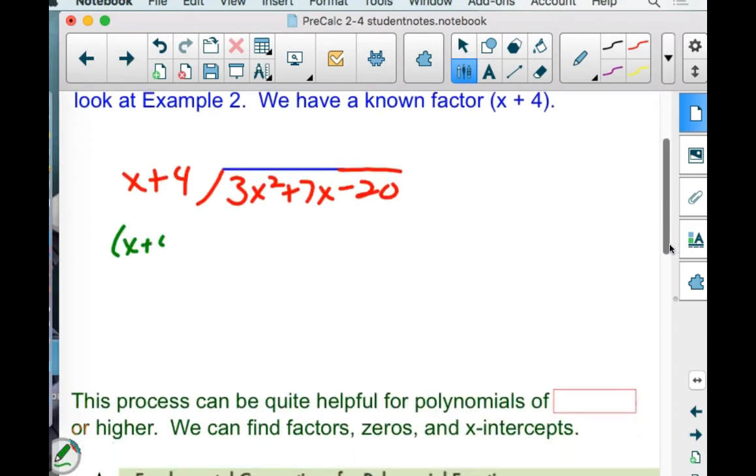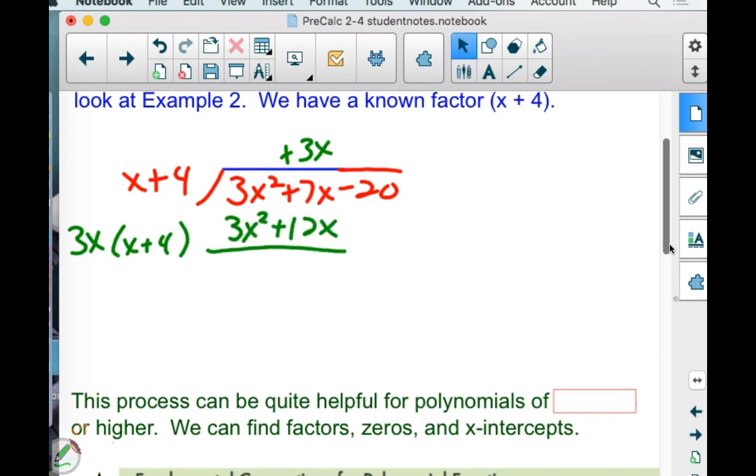So if we have x plus 4, and we need that to match the first term of 3x squared, we're going to need a 3 and we're going to need an x. So let's put that up there. And let's go ahead and distribute that 3x. So 3x squared plus 12x. And then we change the signs and we add. The x squareds will be gone. We have 7x minus 12x, which is minus 5x.